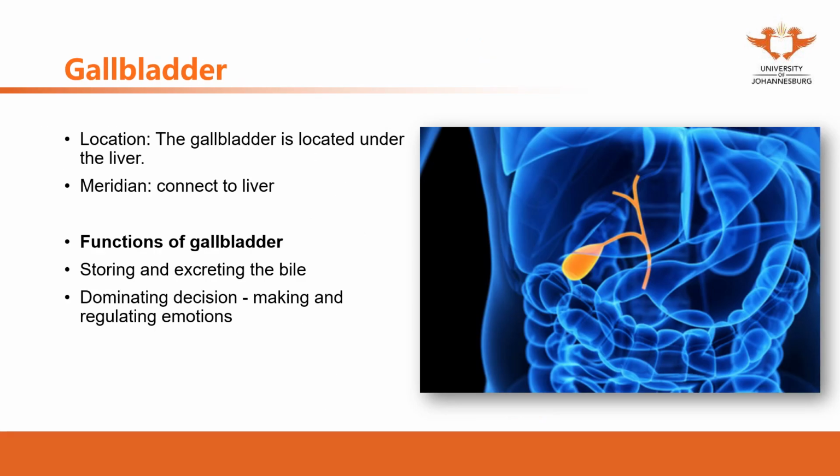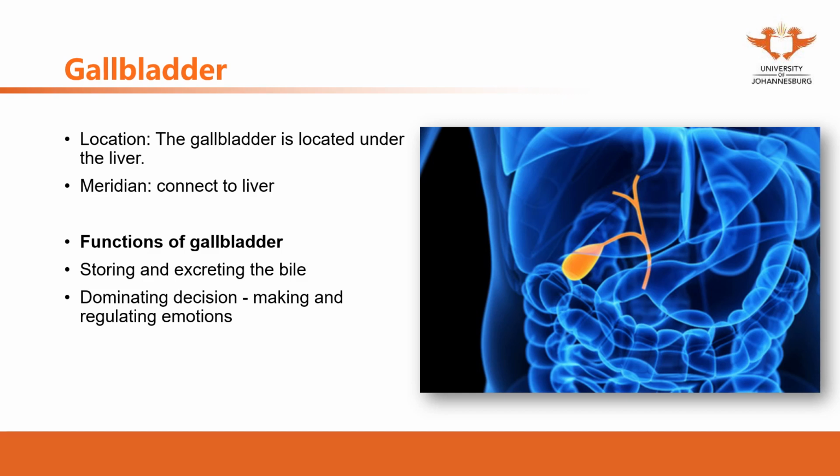So the first organ we are going to introduce is the gallbladder. The gallbladder is located under the liver. The meridian connects to the liver. So as you can see, when we introduced the Zang organs, the liver connects to the gallbladder, and now the gallbladder meridian also connects to the liver. That's why we consider these two as the coupled meridians, because they link to each other.